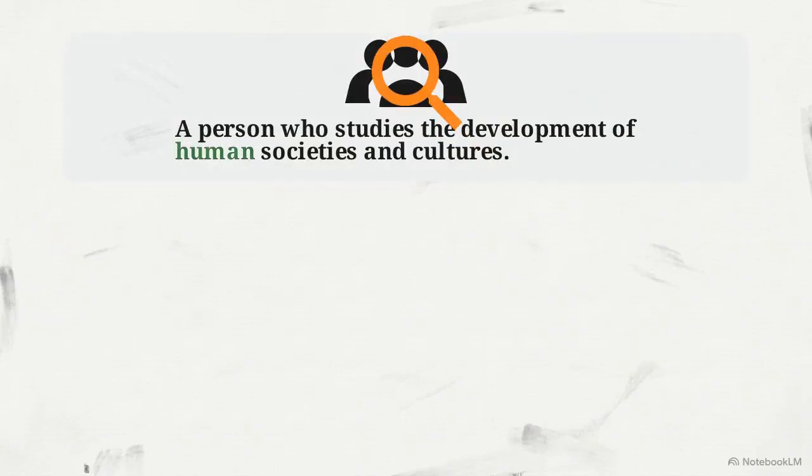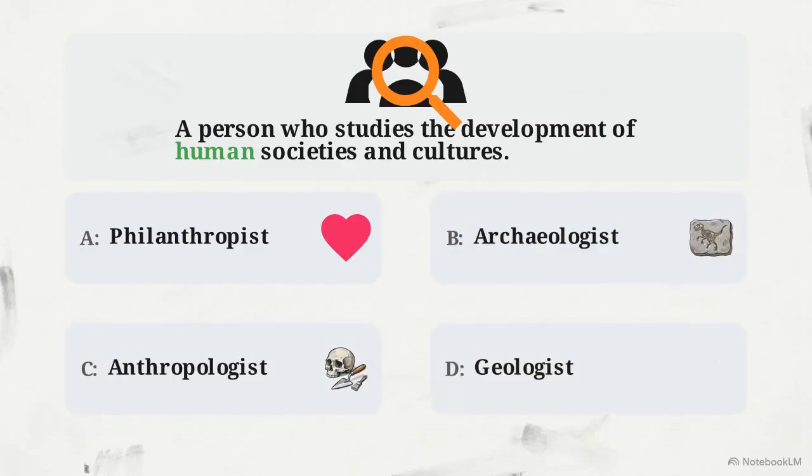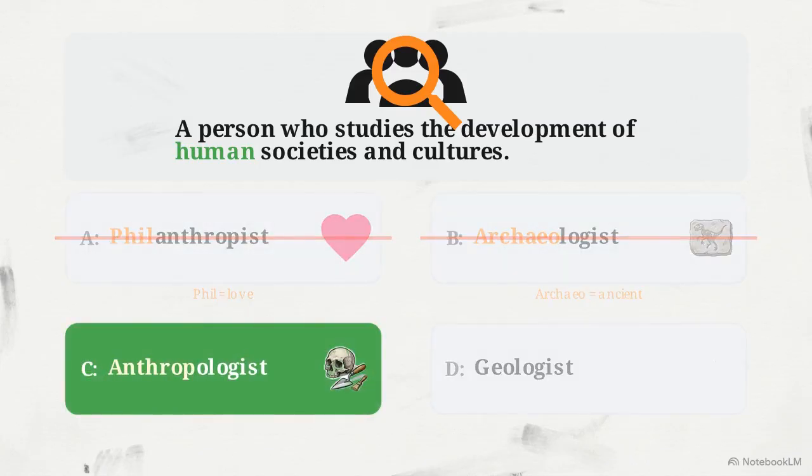A person who studies the development of human societies and cultures. Options: A. Philanthropist. B. Archaeologist. C. Anthropologist. D. Geologist. Eliminate A. Root phil means love. Eliminate B. Root archaeo means ancient. That leaves anthropologist. Anthropos means human, matching our trigger phrase.